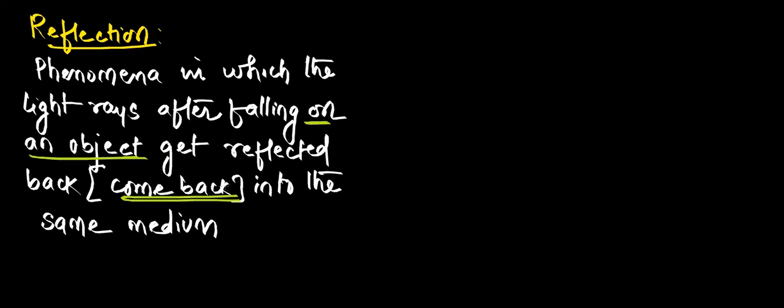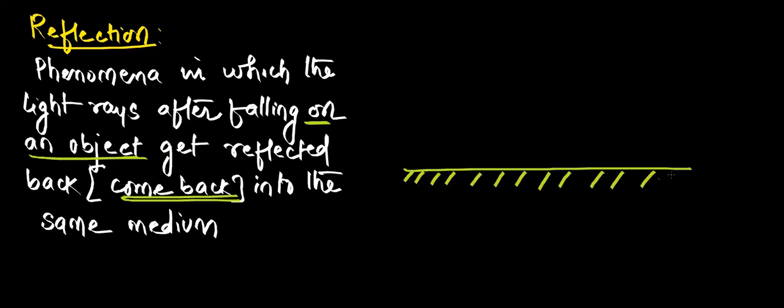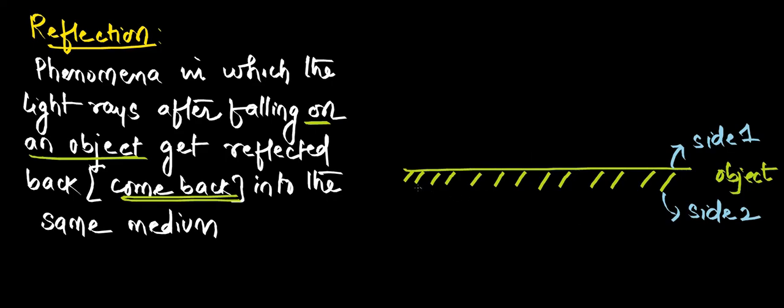So what we do is, let me take this as an object. We just draw the object like this. And for the object we consider two sides, Gautam. This is side 1 and this is side 2. On side 2, I crossed these lines, right? You can see some lines crossed over on side 2. What does it mean? It is the non-reflecting side. That means when light rays fall on side 2, there won't be any reflection. That is the meaning of it.